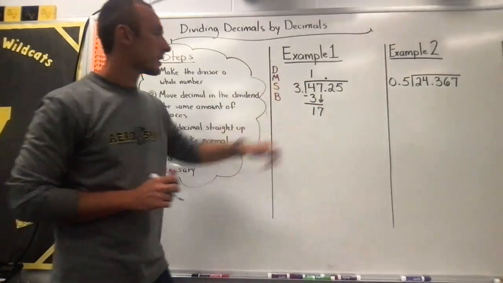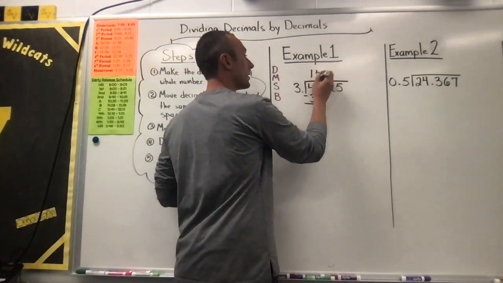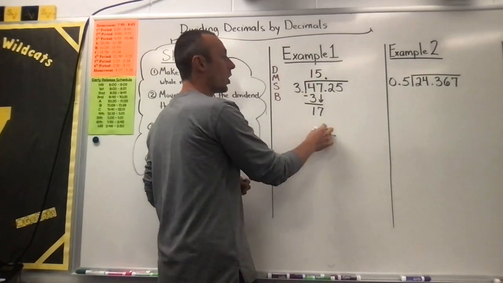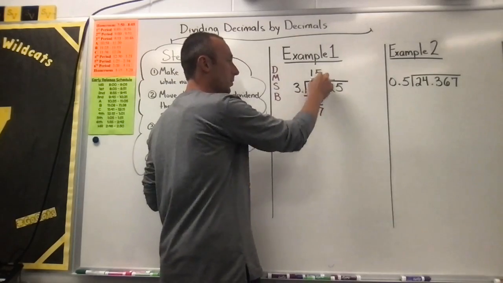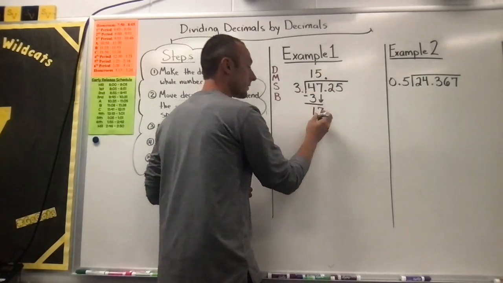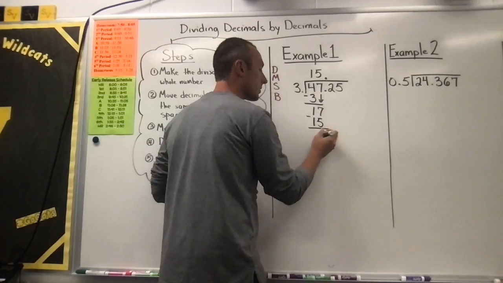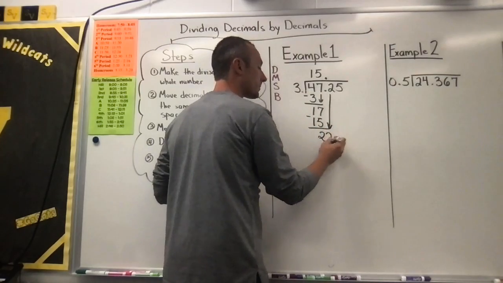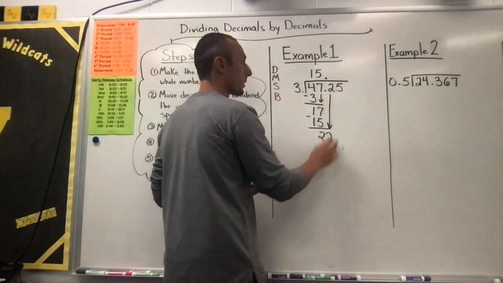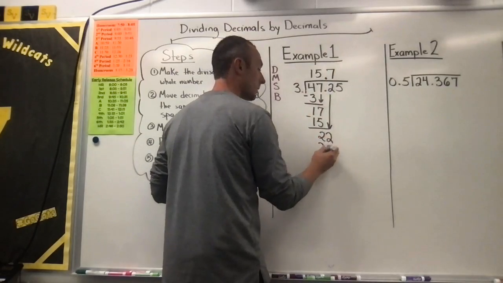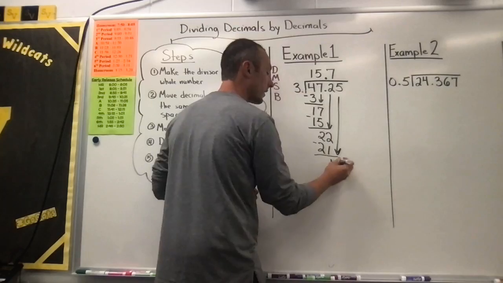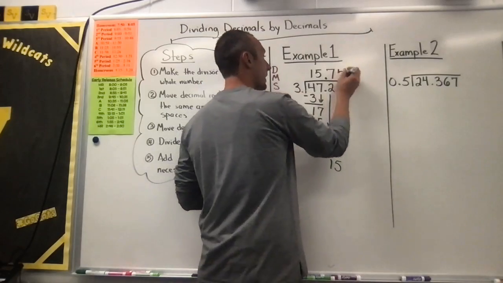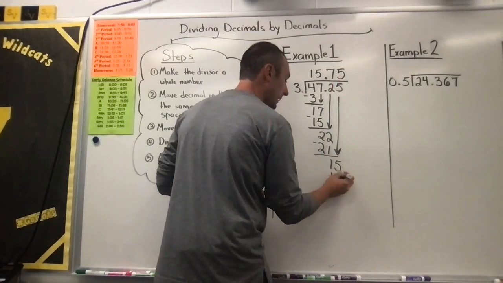Now 3 goes into 17 5 times. And once again, if I bring down a number, when I divide the next time, however many times that number goes into that number, I put above the number I brought down. 5 times 3 is 15. I subtract, I get 2. Bring down my next number. 3 goes into 22 7 times. That's 21. I subtract, bring down my 5. And 3 goes into 15 5 times. I subtract and get 0.